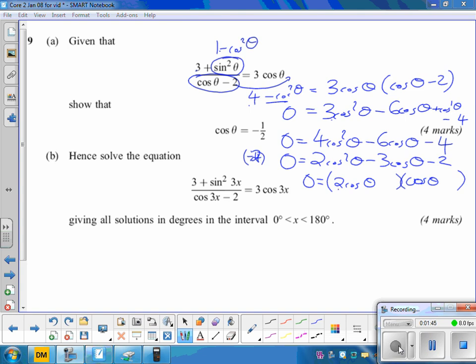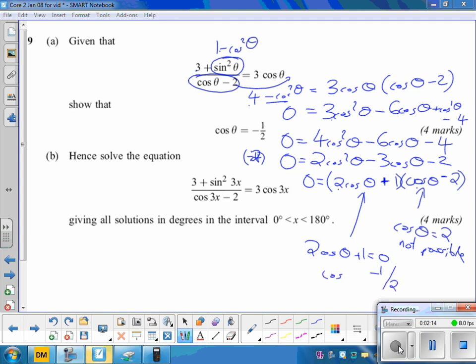So we got 2 cos theta and cos theta here. We need 2 numbers to times together to give 2. It's going to have to be 2 and 1. This is going to be the minus 1, and this is going to be the plus 1. 2 answers. Answer 1 is that cos theta equals 2. The highest that could ever be is 1, so that one's not possible. Or what about this one? 2 cos theta plus 1 is 0. Take away 1 and divide by 2 tells me cos theta equals minus a half, just like we were asked to show there.